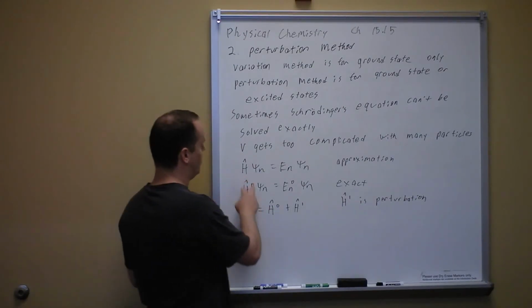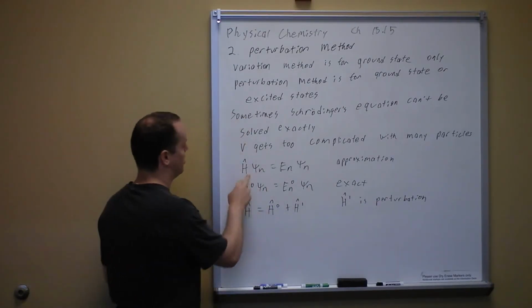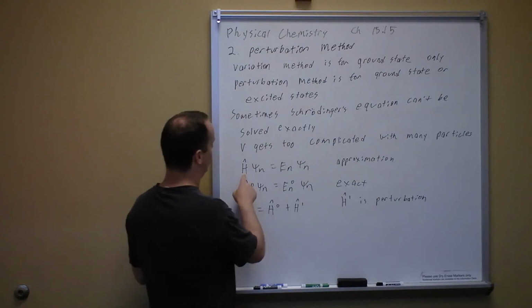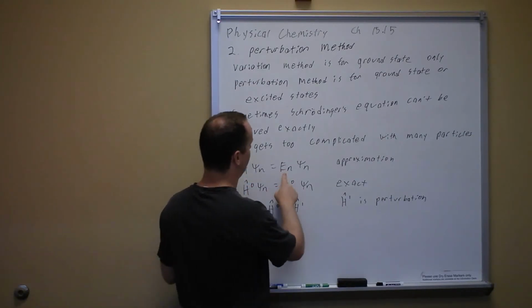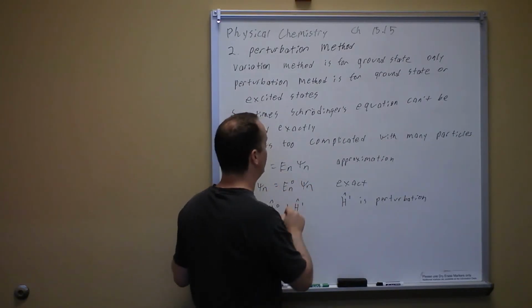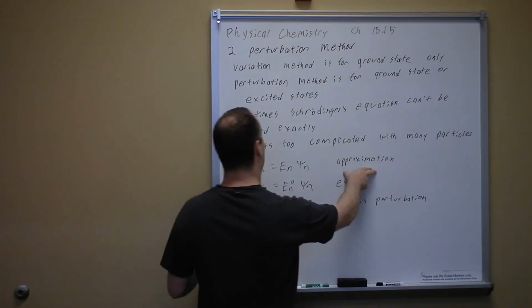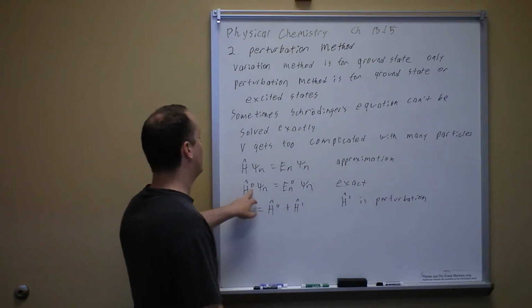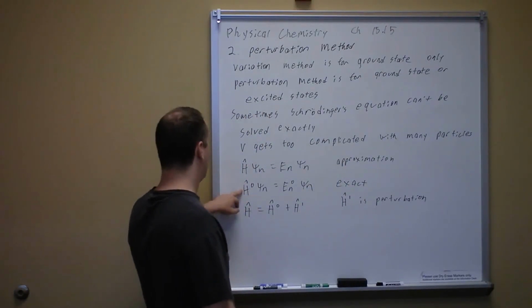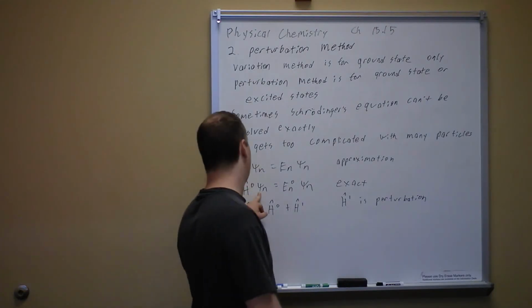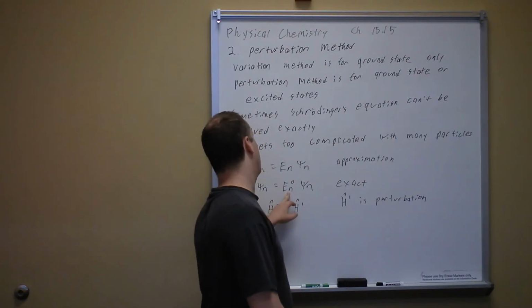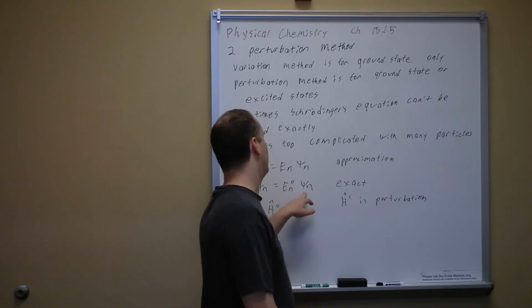So we're going to have 2 different functions here, well 3 actually. So this should look familiar. The Hamiltonian of psi n is equal to energy times psi n. So this is going to be our approximation. And then we're going to use naught to say exact. So the Hamiltonian naught of psi n is equal to the exact energy naught times psi n.